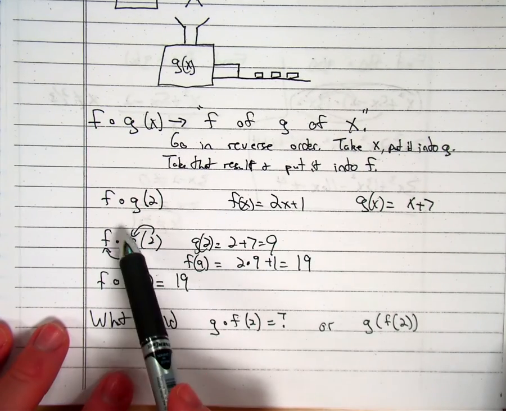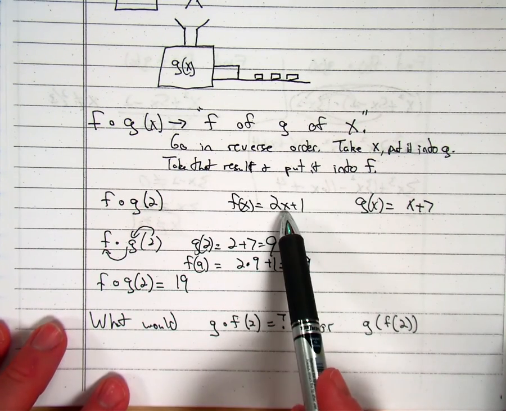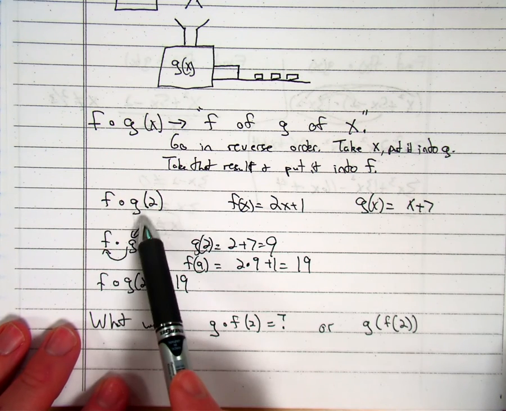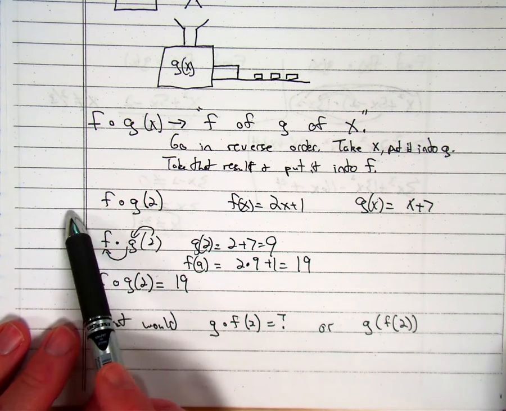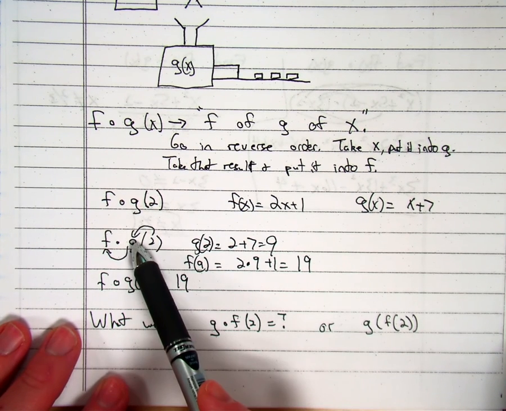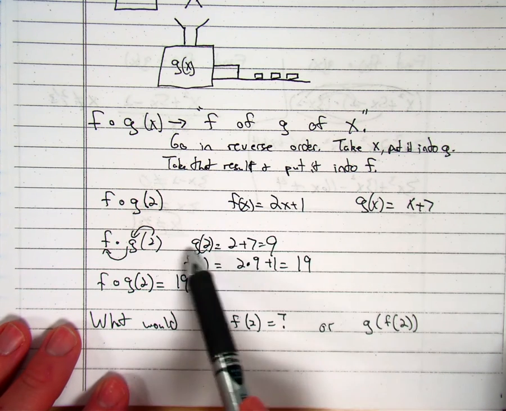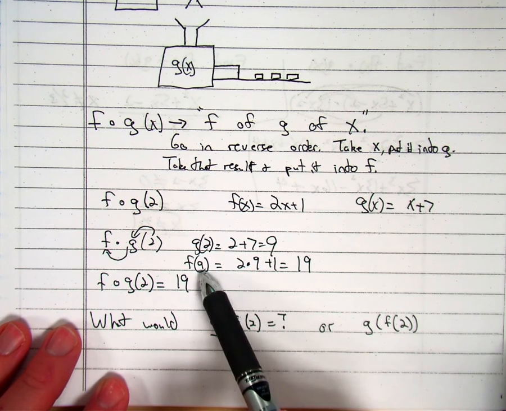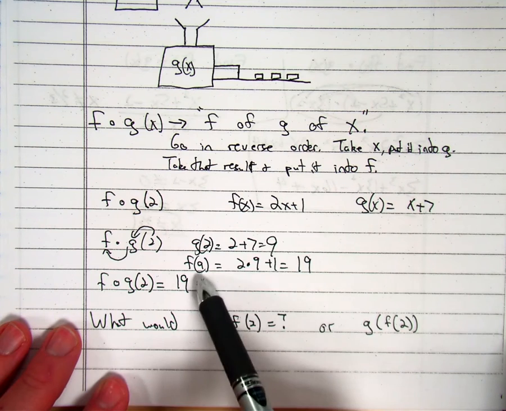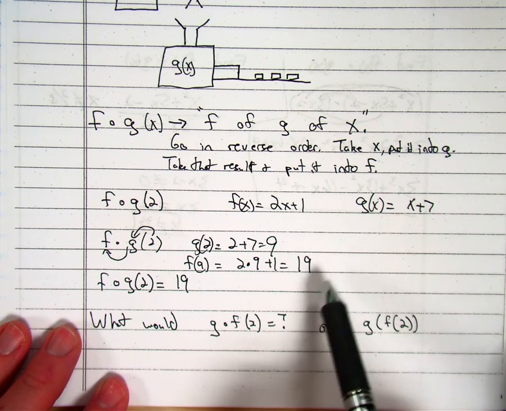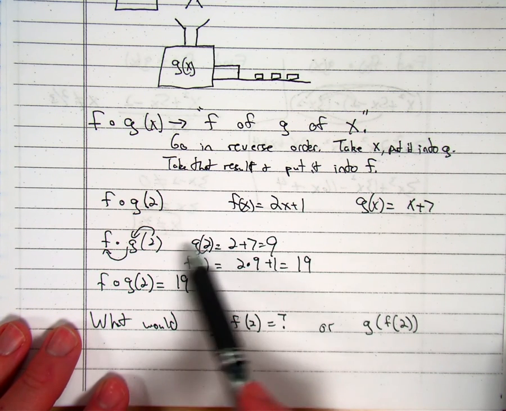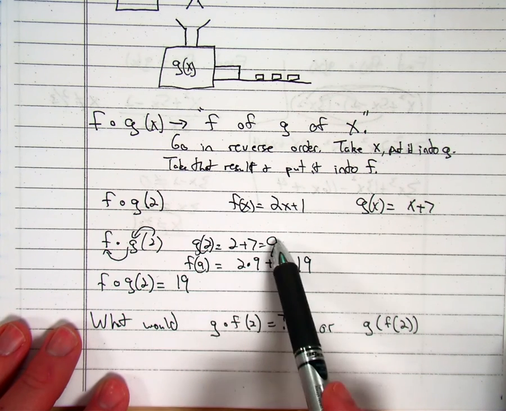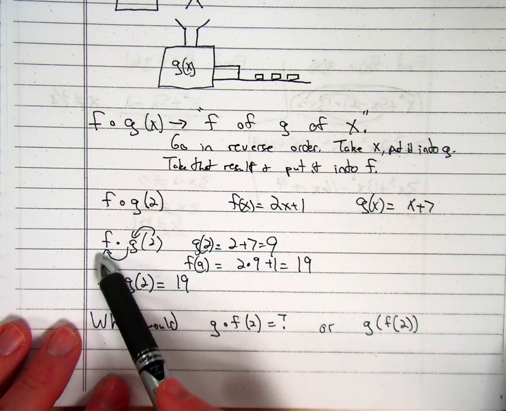Okay, example. F of x is 2x plus 1. G of x is x plus 7. I want to do f of g of 2. Read it left to right, do it right to left. We're going to put the 2 into the g equation. 2 plus 7 equals 9. And then now I take the 9 and put that into the f equation. 2 times 9 plus 1 is 19. Notice that I didn't just do 2 and get 9 and then put 2 into f anyways. You take whatever you got from your first one, and then you put that into the second one.